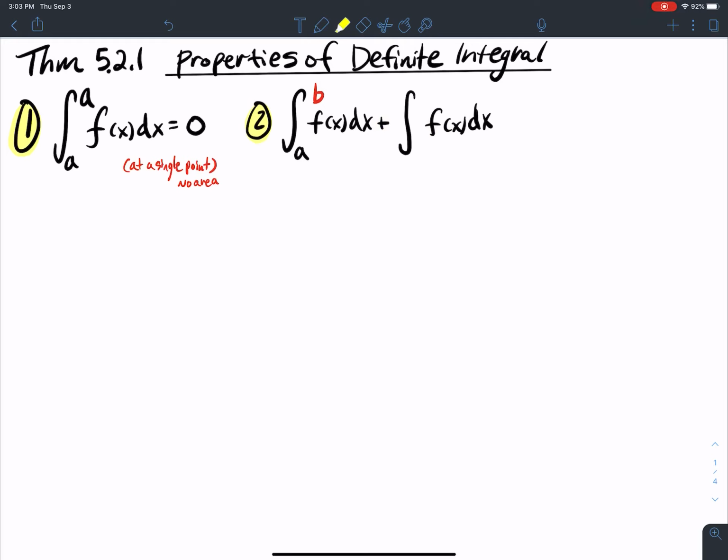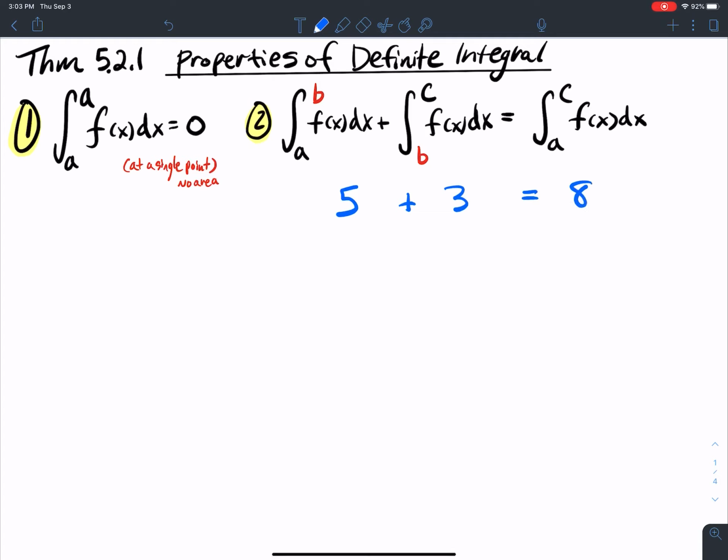the integral from b to c. Okay, and what is this equal to? Well, this equals the integral from a to c. Okay, so what's going on here? This is like how 5 plus 3 equals 8, right?